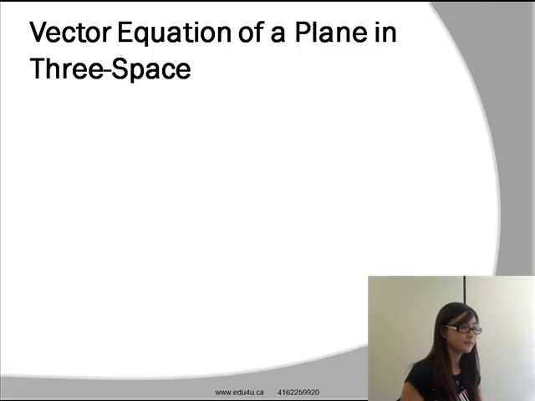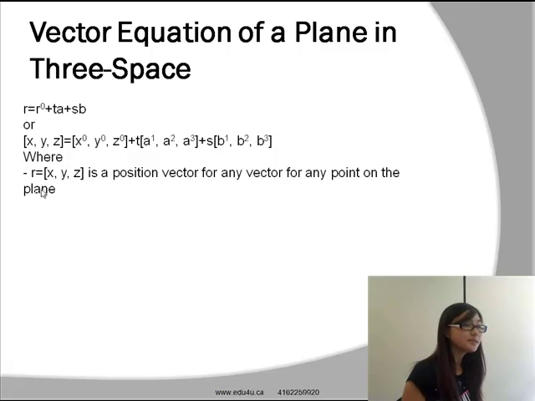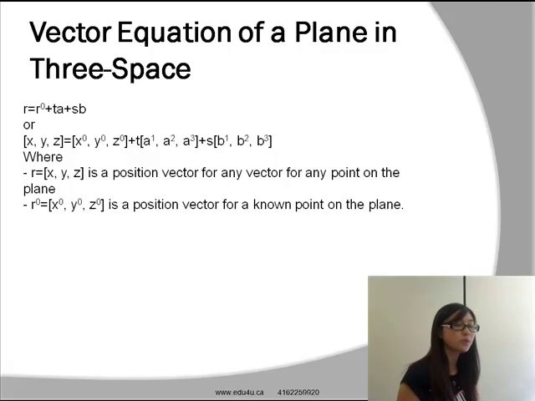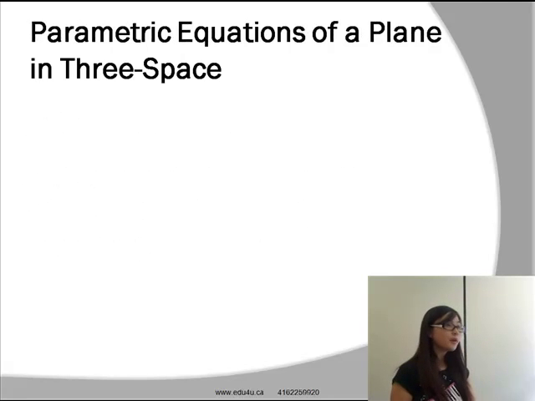Let's take a look at the vector equation of a plane in 3-space. We have r equals r naught plus ta plus sb, or (x, y, z) equals (x naught, y naught, z naught) plus t(a1, a2, a3) plus s(b1, b2, b3). Where r equals (x, y, z) is the position vector for any point on the plane. r naught is a position vector for a known point on the plane. a and b are non-parallel direction vectors parallel to the plane, and t and s are scalars.